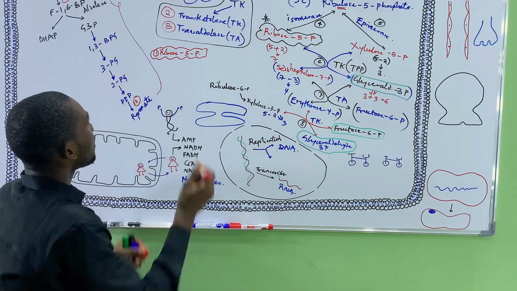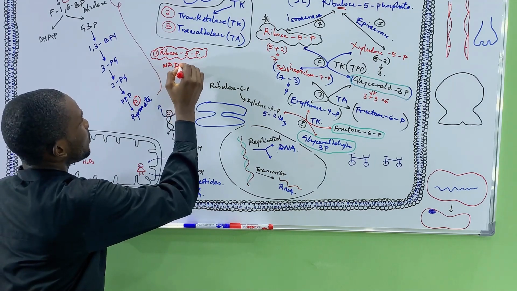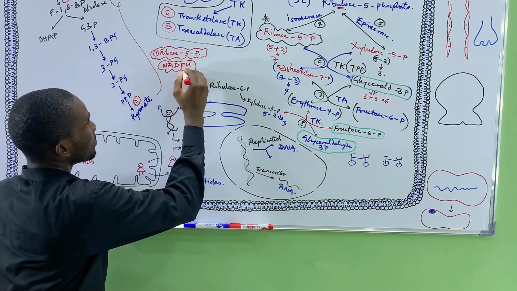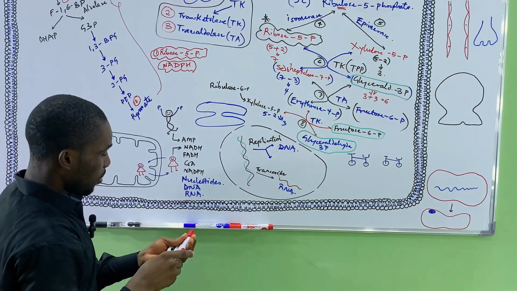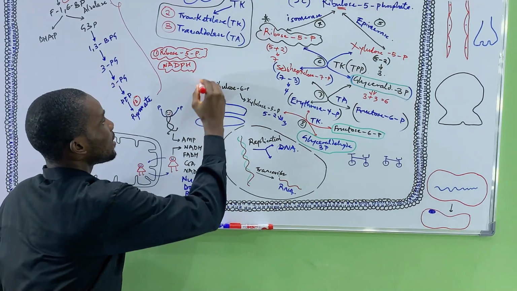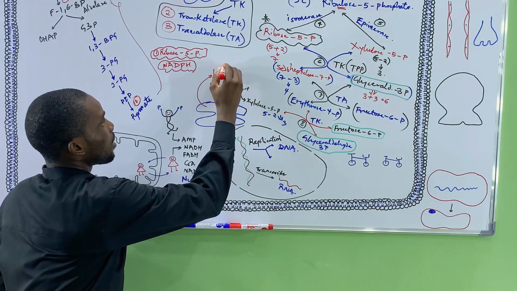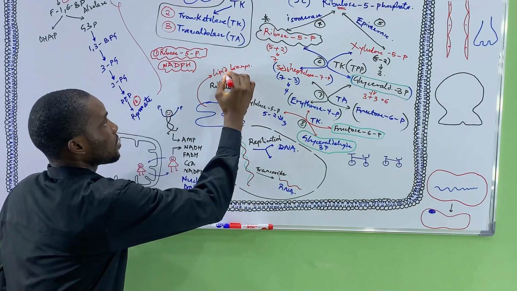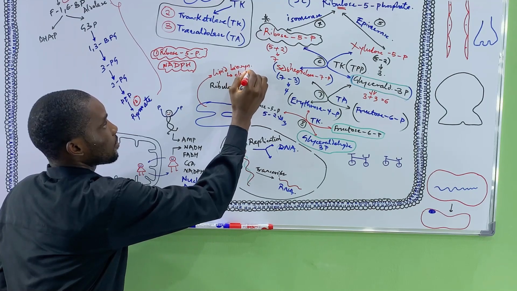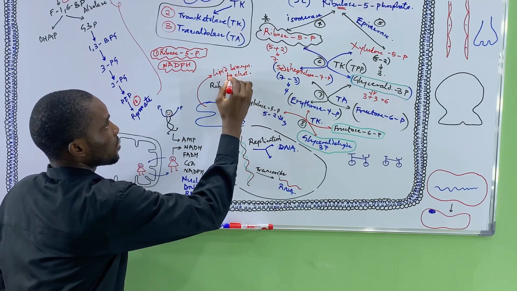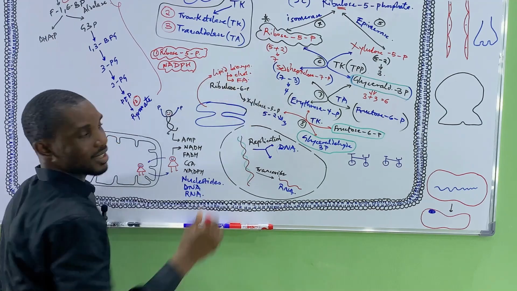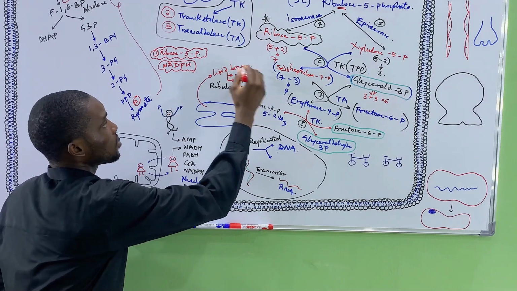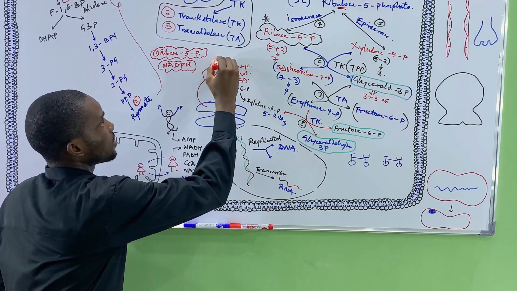However, the NADPH has some unique functions, among which one of them is lipid biosynthesis, right? Like what? We can use it to form cholesterol. So let's just say cholesterol. We can use it to form fatty acids. We can also use it to form nucleotides. That's the NADPH.